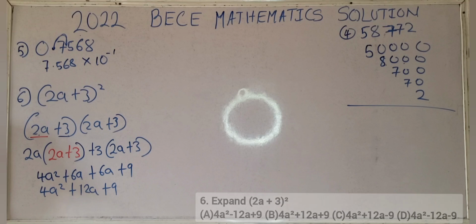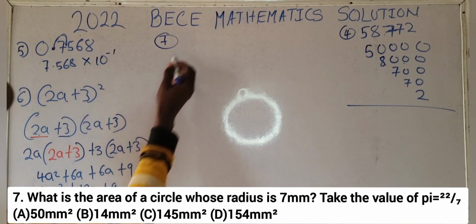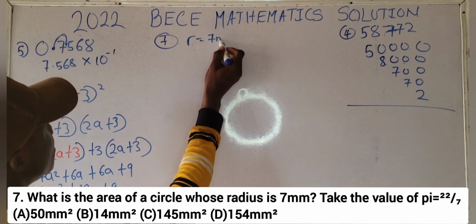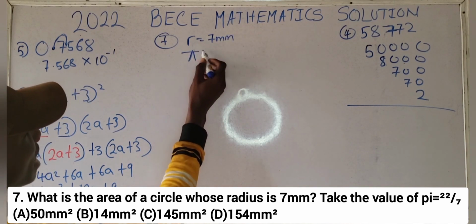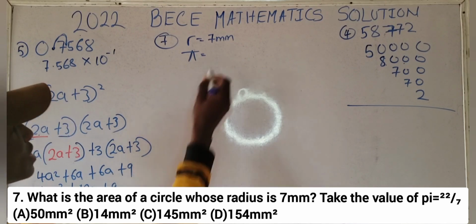Now, let's proceed to the 7th question. What is the area of a circle whose radius is 7 millimeter? And we are asked to take the value of pi as 22 over 7. Now, the radius that we are given is 7 millimeter, and the value for pi is 22 all over 7.